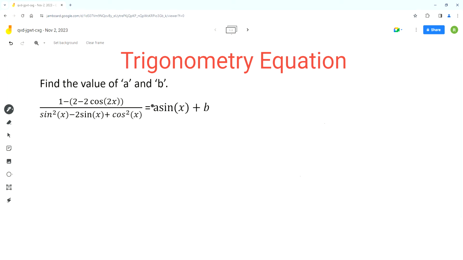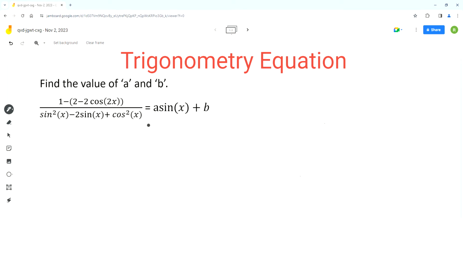Now a represents the coefficient of this sin x term and b is this term by itself on the right side of the equation. Now in order to find the value of a and b, we'll have to reduce this expression on the left side into an expression with just sin x. So that means we have to get rid of this double angle here, the cos of 2x, and we'll have to get rid of the terms in the denominator because we only want this sine of x in the expression. So here we'll have to modify this expression.